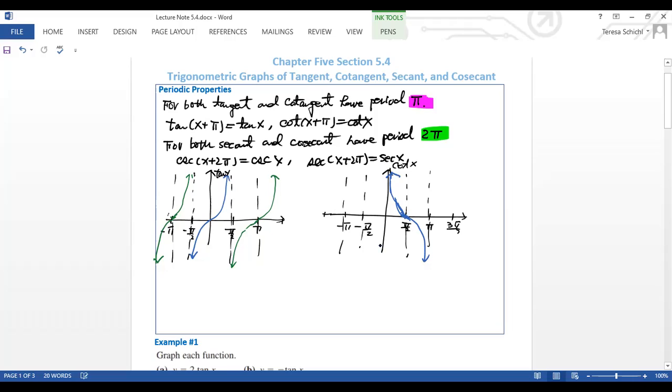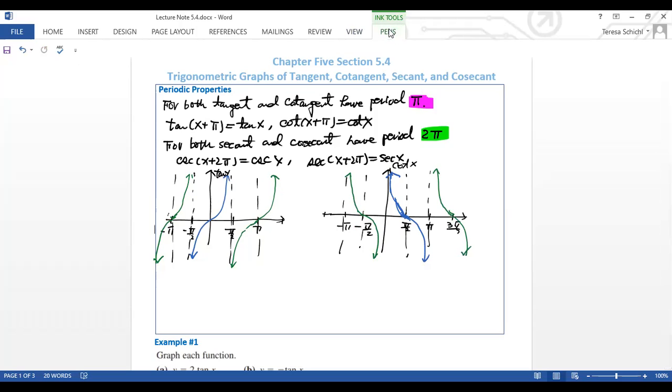Okay, so that will be my cotangents here, right? Now I'm going to use a different color to show you how they repeat. The way they repeat is going to be like this. Correct? And then this is how they're going to repeat. Okay, so this is the cotangent.